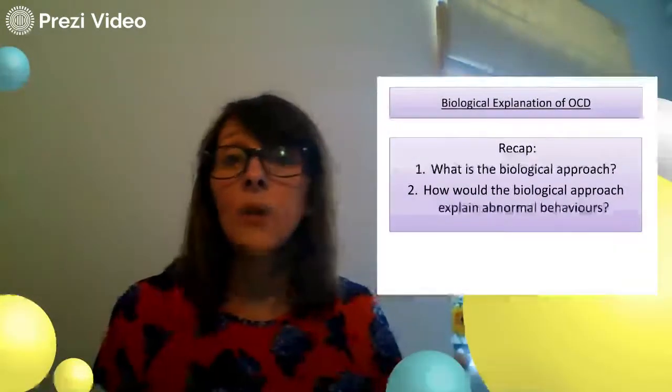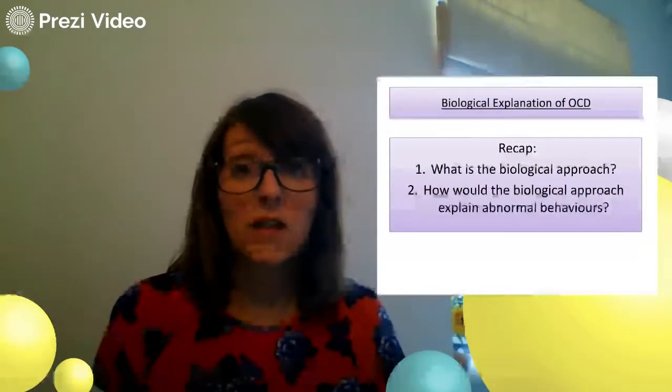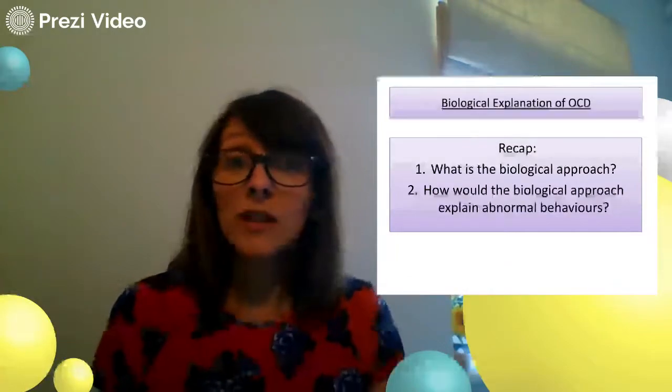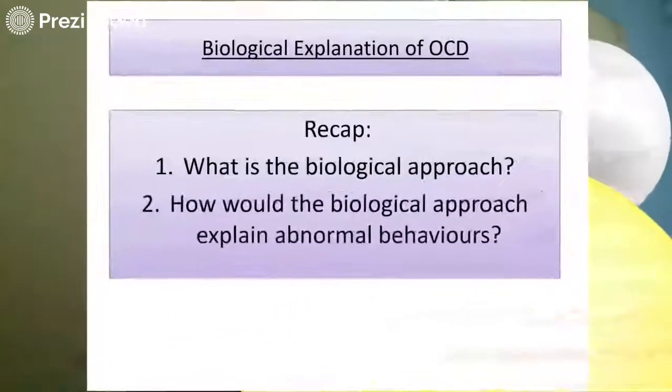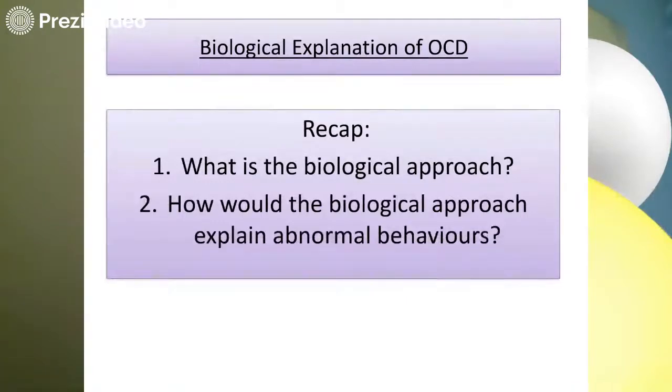Now we're going to look at explanations for OCD. So we're going to focus on the biological explanation for OCD. So just a little recap. What I'd like you to do is see what you can remember about the biological approach. So list some key words that you can remember, see if you can explain those key words, and then check those, and then think about how the biological approach could be used to explain abnormal behaviours. So what key words have you written down, and how can we link those key words to OCD, for example?